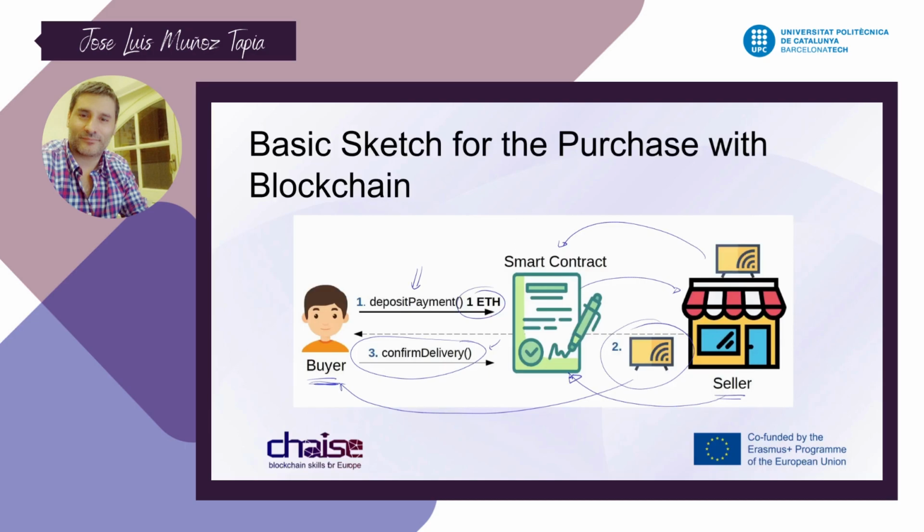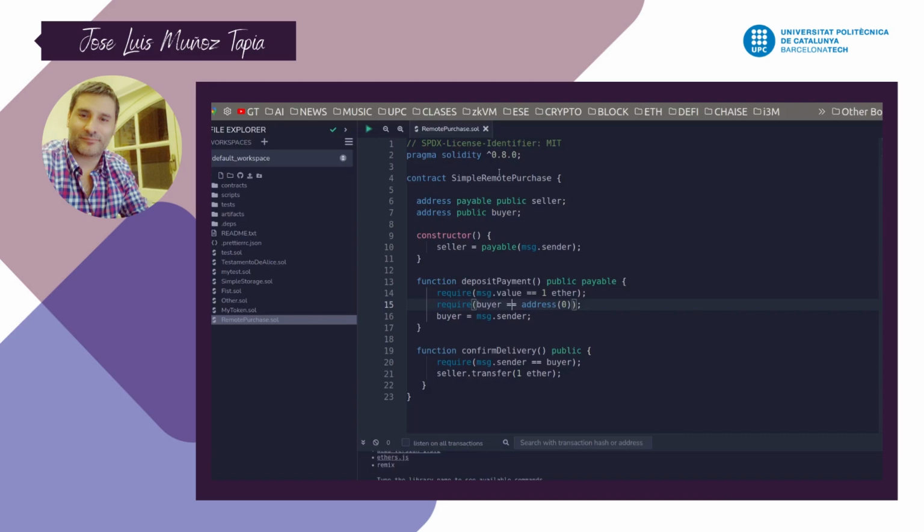Let's go back to the code now to see it. This is a simple remote purchase smart contract. We're going to store here the address of the seller and the buyer. When we deploy the smart contract, the seller is set to the address deploying it. These two functions can only be called by the buyer. To buy this TV, the buyer needs to send a transaction to this deposit payment function, and send 1 ether to this function.